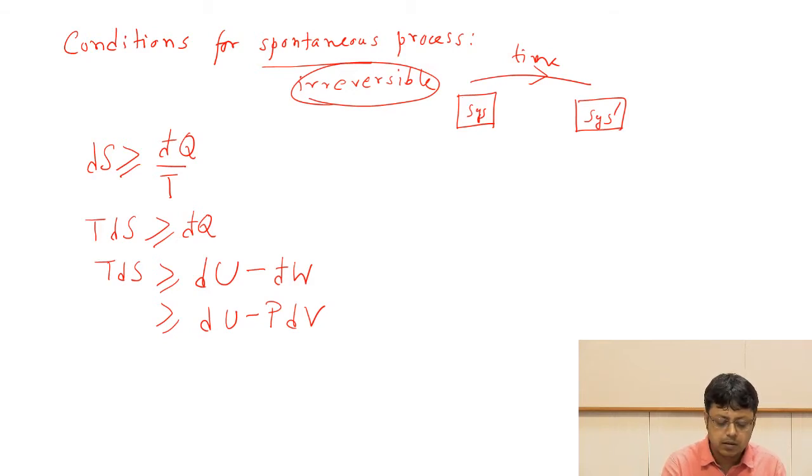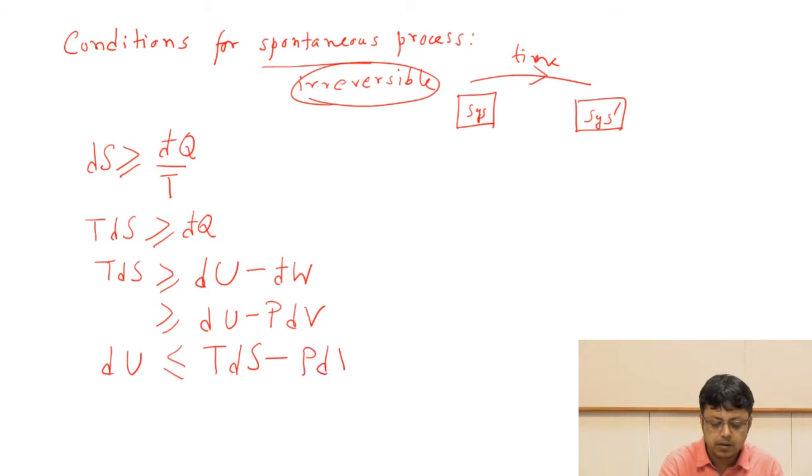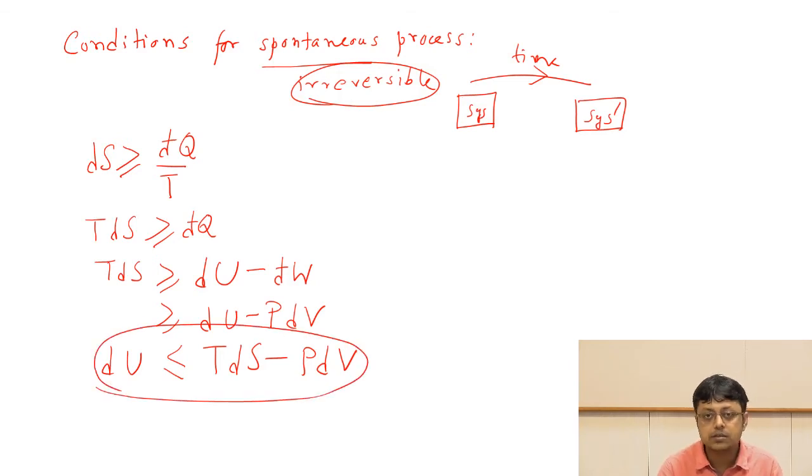Now notice here that the way we are writing is, if I move the dU on the left hand side, we'll have dU is less than or equal to TdS minus PdV. Now if you remember, we wrote a series of equations. There are total 4 equations, one for U, one for H, enthalpy, one was for A, Helmholtz energy, and one was for G, which is Gibbs energy, and we wrote equal sign.